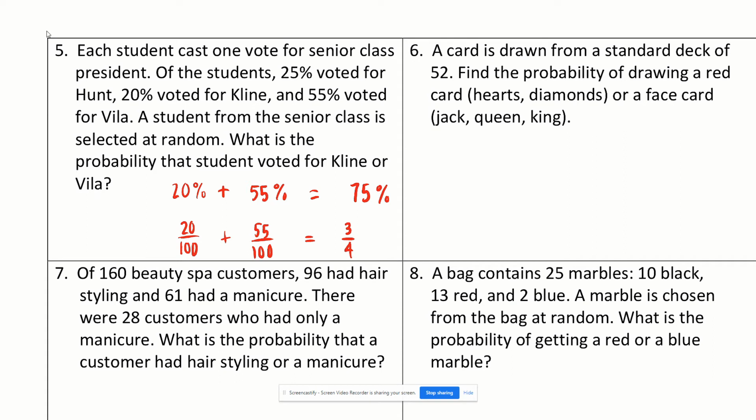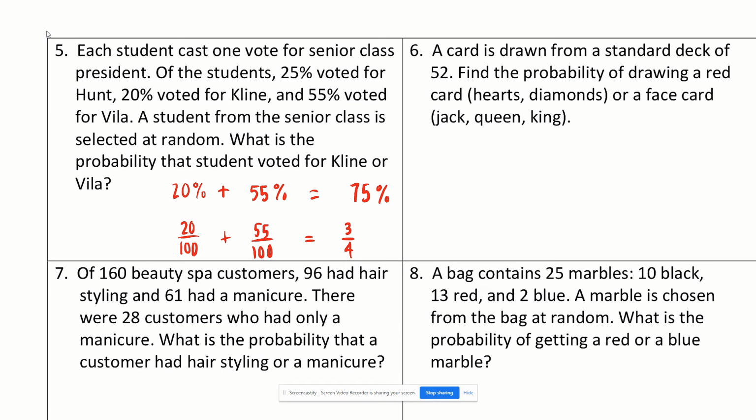But look at the very next problem. This is kind of like the one we talked about just a second ago. It says a card is drawn from a standard deck of 52. Find the probability of drawing a red card or a face card. You see, I'm not drawing two cards. I'm drawing a card. So I'm adding probability here.